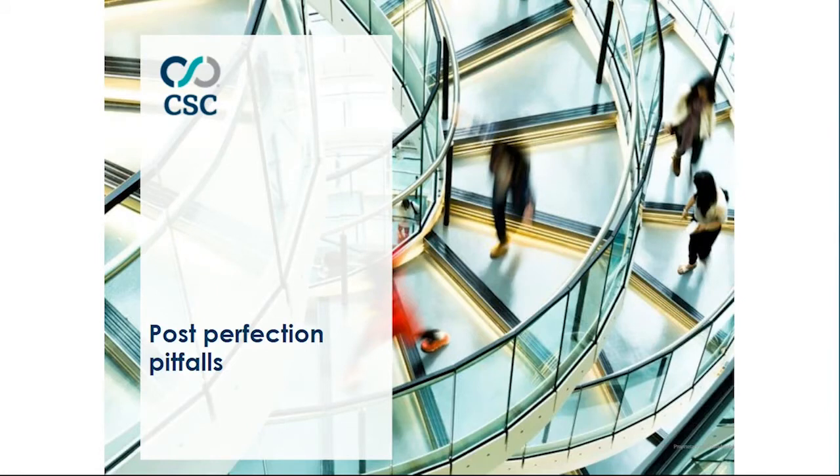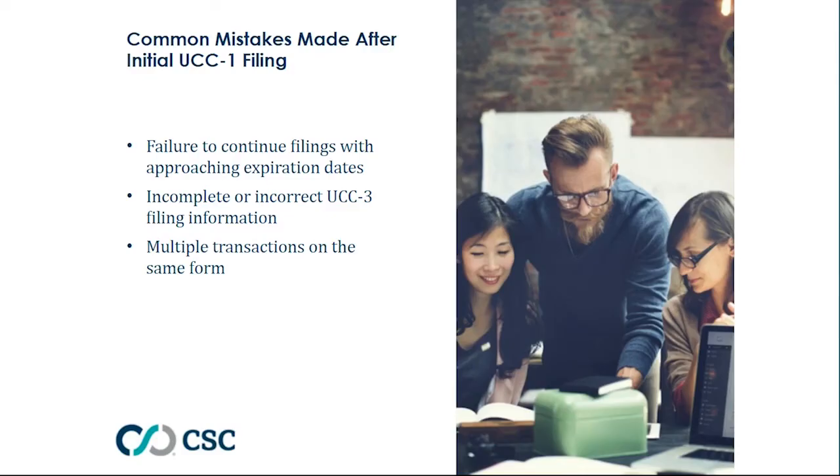Now that we've covered creating standard filings as well as fixture filings, there are some things to be aware of once those filings have been filed. In this next portion of our webinar, we'll uncover common mistakes that we see once the UCC-1 or original financing statement has been filed. The most common mistakes include failing to continue filings with approaching expiration dates, submitting UCC-3s that are incomplete or incorrect, and filing multiple UCC transactions on the same form.